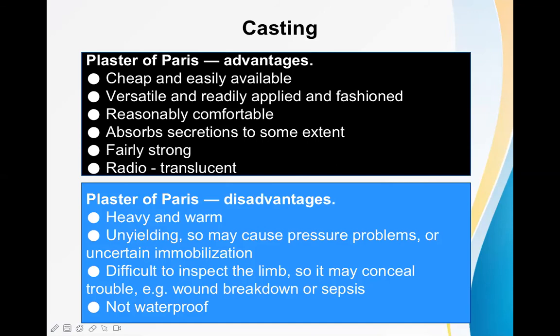It is reasonably comfortable, though there is some discomfort associated with it. We'll talk about that. It absorbs secretions to some extent. For example, if there is some sweating occurring inside the cast, it may absorb that a little bit, so it is considered an advantage. It is fairly strong, and one very important point is it is radiolucent. Radiolucent means I want to take an X-ray after applying the POP cast, and I need to see the bone, the fracture site, through this POP. If it is radio-opaque, I cannot see the fracture site. So it has to be radiolucent, and it is radiolucent. So this is an important point.